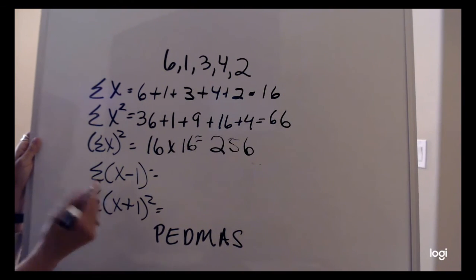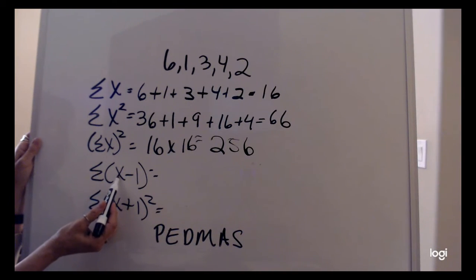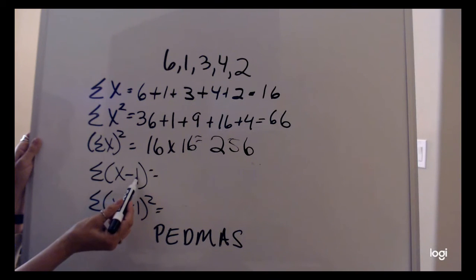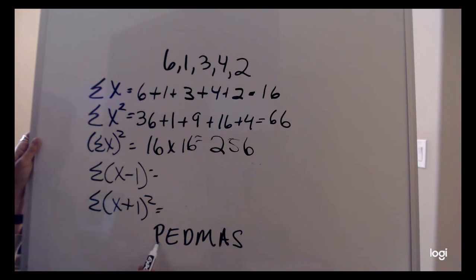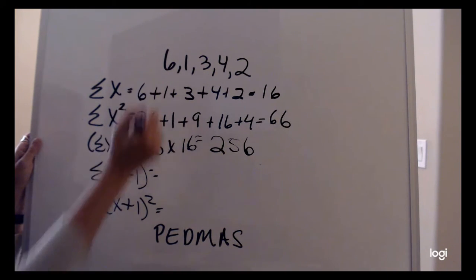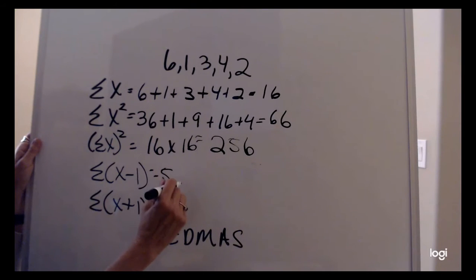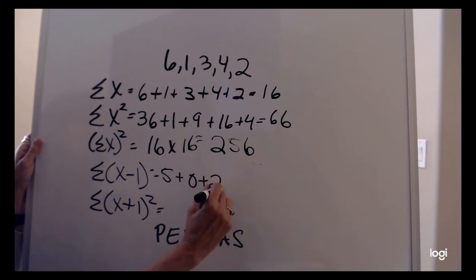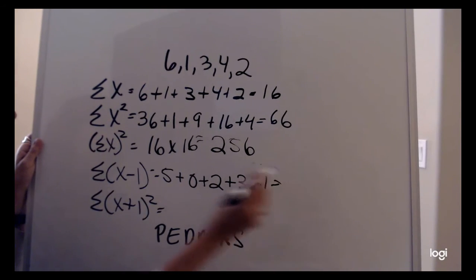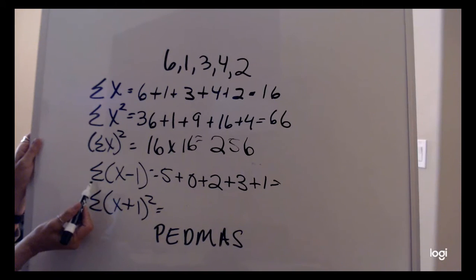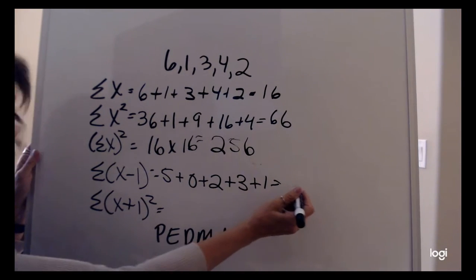The next one is a little bit more complex. We need to take each score and subtract 1 and then sum that up. I know this because I have to do what's in parentheses first. Each score minus 1. Let's do that. 6 minus 1 is 5. 1 minus 1 is 0. 3 minus 1 is 2. 4 minus 1 is 3. And 2 minus 1 is 1. And we're asked to sum it up. So that gives us 11.